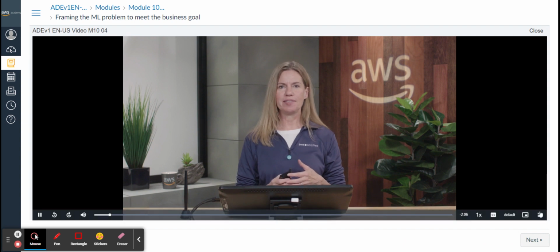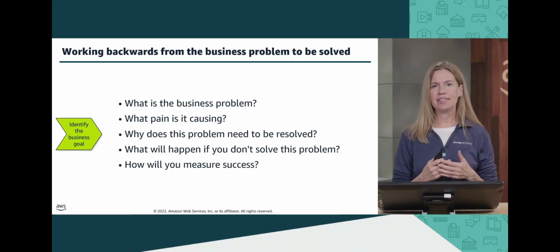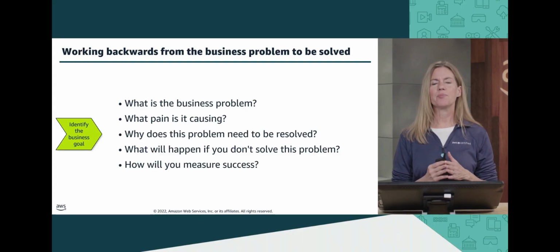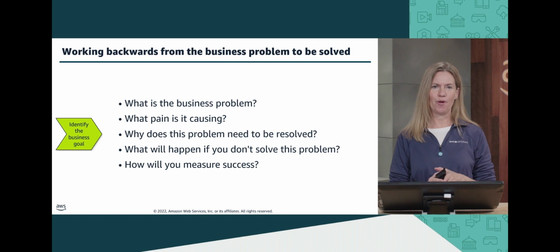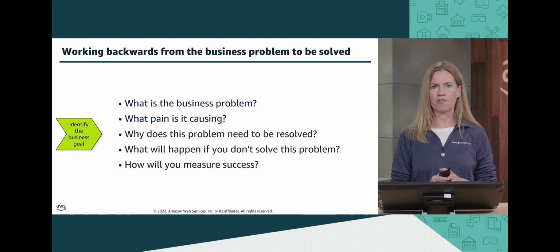This section describes the activities performed in identifying the business goal and framing the ML problem. As described in the data-driven organizations model, it's important to work backwards from the desired goal and then determine how ML might be able to address the problem. You need to ask questions that help you to clarify what you're trying to solve.